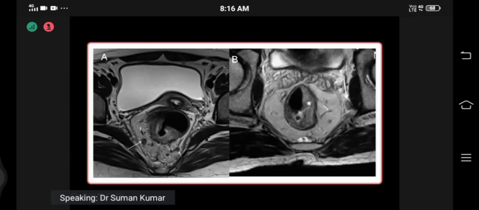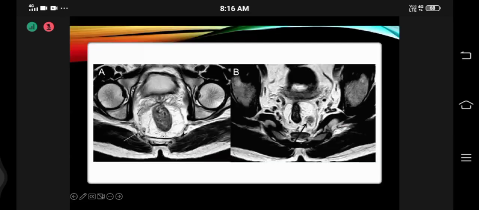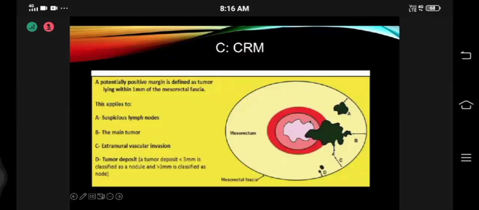So this is again nodes. This is a tumor, and this is the extra-mesorectal node, which is in front of the obturator muscle and lateral to the internal iliac, that is the obturator node. Again, these are the mesorectal nodes. And if the nodes are heterogeneous and irregular, then they are most likely metastatic.